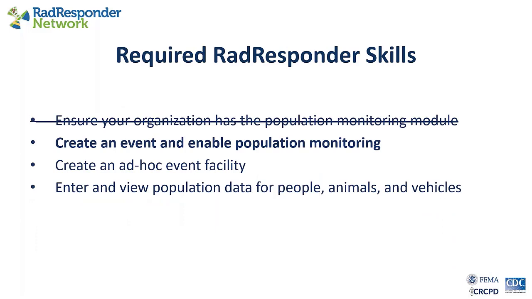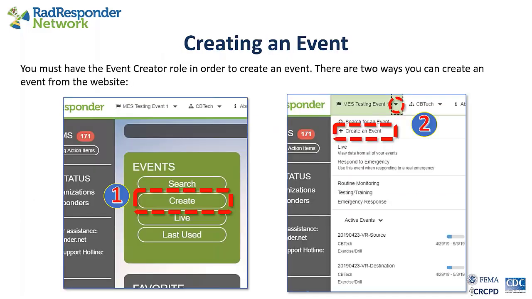So now we'll talk about actually creating an event and enabling that population monitoring module. You must have the event creator role, planner, or admin privileges to create an event. While you can create an event from the mobile application, we recommend that you just do everything from the website for this drill. So there are 2 ways you can create an event, either one from the website homepage, we have that green events tile, or from the top ribbon under the event section, you can click that drop down and select create an event.